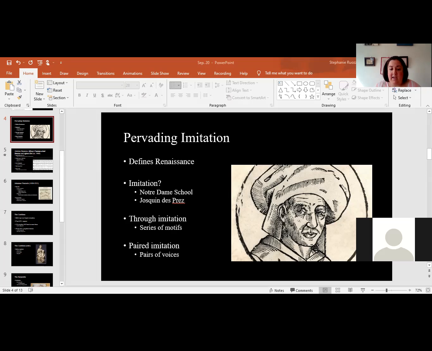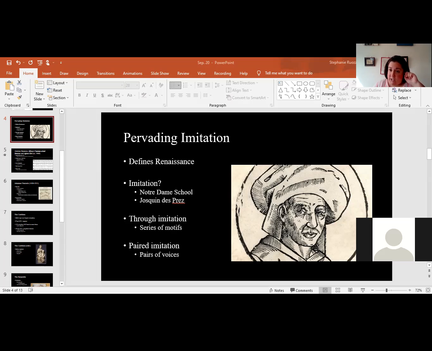In other words, the whole way I structure my large-scale mass cycle is by taking a melodic motive and repeating it throughout voices. Today, for us, it actually gets kind of monotonous, because okay, I've heard the same motif like 5 times already. I get it. But that was the basis of Renaissance polyphony, and that's why we call it pervading imitation.